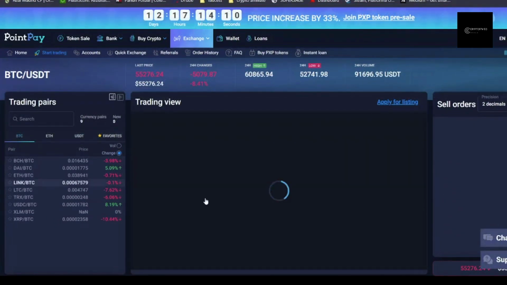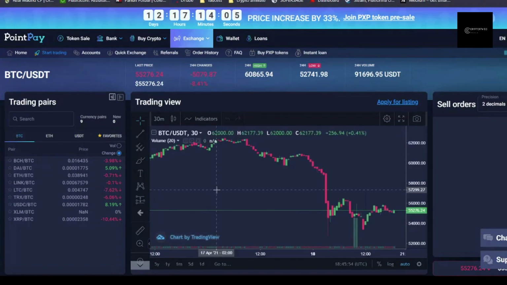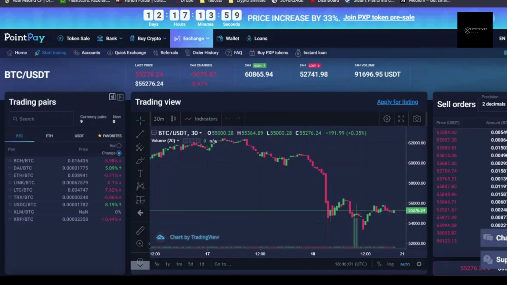Being at the inception, the PointPay cryptocurrency exchange doesn't support many cryptocurrencies, but some of the major ones are supported. For example, PointPay supports Bitcoin, Ethereum, XRP, Litecoin, Chainlink, Stellar, USD Coin, Tether, DAI, Tron, Bitcoin Cash. Also, if any crypto project wants to list its own cryptocurrency on the PointPay platform, there is an application form that can be easily accessed by everyone.